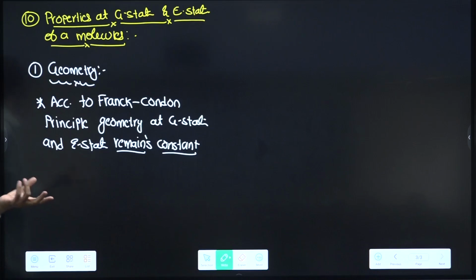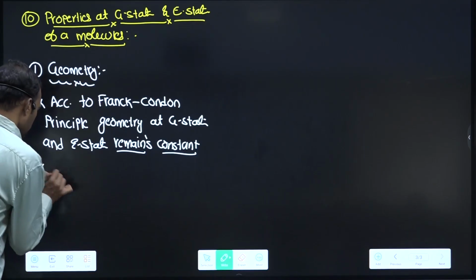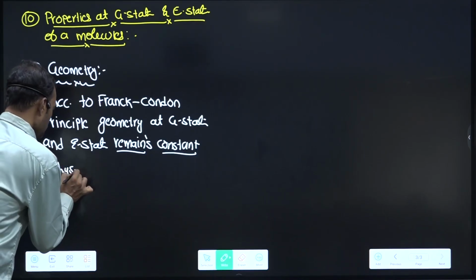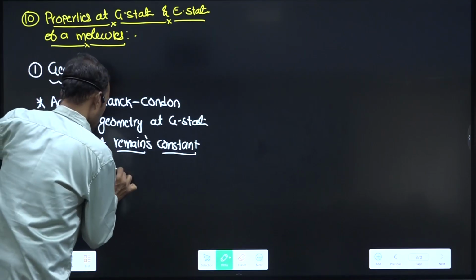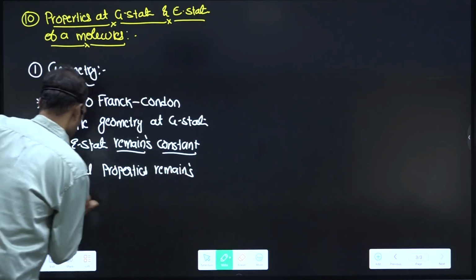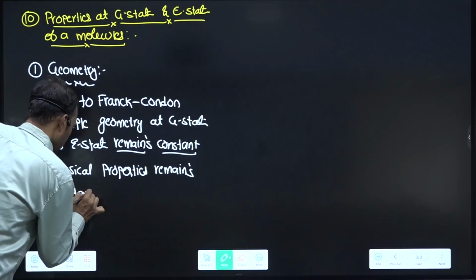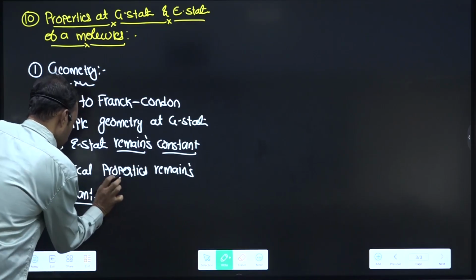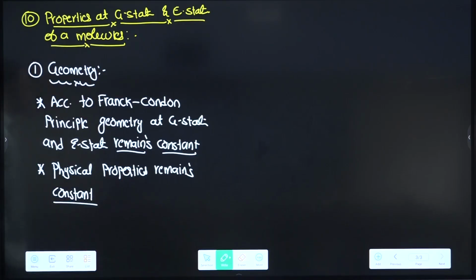When geometry remains the same, physical and almost all chemical properties also remain the same. Most commonly, if any molecule has the same geometry, physical properties remain the same. Even chemical properties are constant, but most commonly we compare physical properties only. Until and unless geometry changes, property never changes. So if you give sufficient time for any excited species, its property changes.